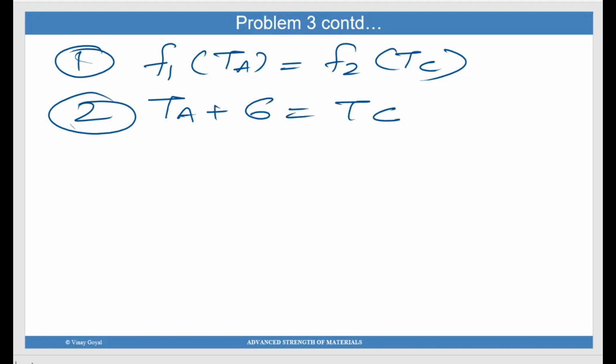So solve for TA and TC, so you'll get both the reaction forces. Put them in either of these, and you'll get what phi B is numerically. Is this part clear?